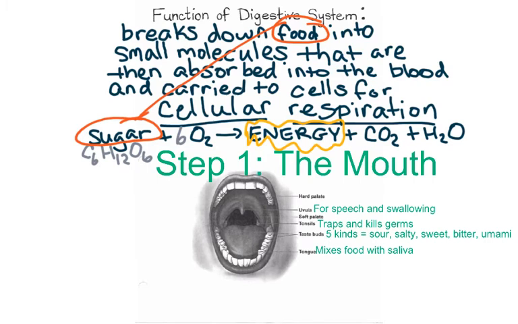Your taste buds, those contain the taste receptor cells. There are 5 kinds of taste buds you might have heard. There's your sour, salty, sweet, bitter, and umami, which is a Japanese word, and it means savory, so savory food.